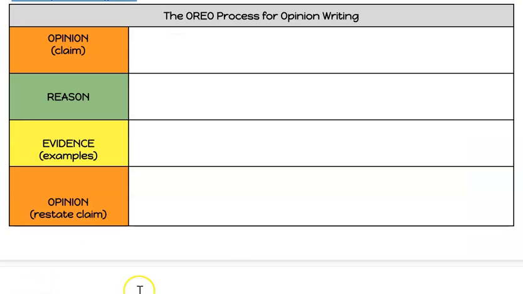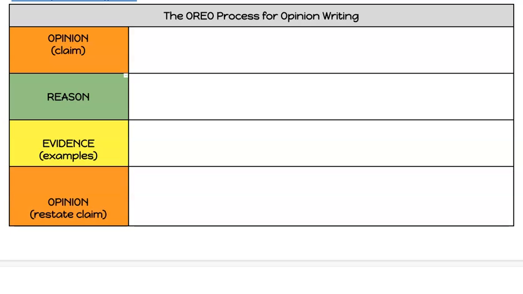Okay? So for those of you who might not know what the acronym OREO stands for, well, here it is. The first O is for opinion or claim. R is for reason, E is for evidence, O is for opinion, which is essentially the same claim that you will be making at the top, restated at the bottom.